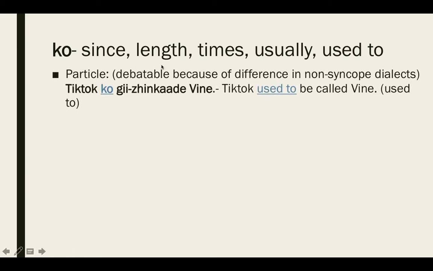So a particle version. This one is debatable because of the difference between syncopated dialects and non-syncopated dialects. So in non-syncopated dialects, they would say ikka, but this relative root is supposed to be akka. And so I just included this because it kind of follows along with our relative root interpretations. And so it's subject to change. I might take it out in the future or I might keep it. So this is how we use k as used to. So TikTok, TikTok kogi jinka de Vine. So what that means is TikTok used to be called Vine. And so k in this version means used to. And it's a particle. It's a word on its own.